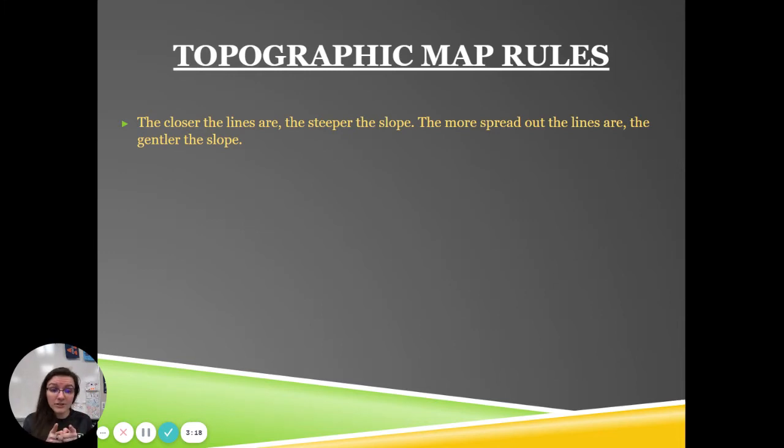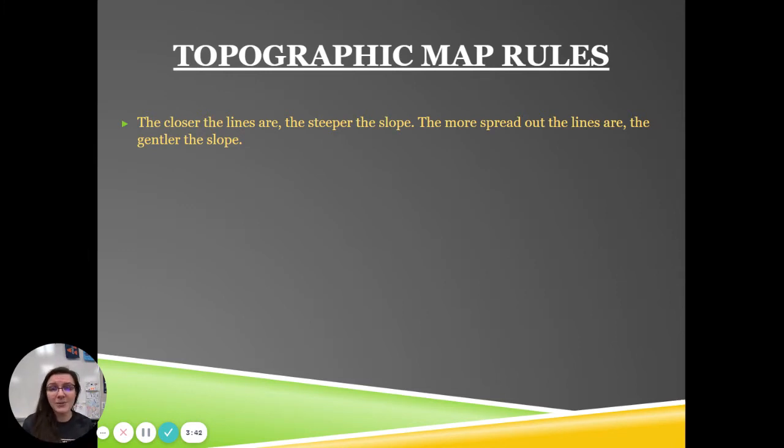One, the closer together your lines are, the steeper your slope. So in a little bit, we'll look at some examples of topographic maps. But when you've got lines that are really close together, that means the elevation is changing rapidly. So it is a very steep area. If your lines are more spread out, then the elevation is changing slowly, so it is not super steep.